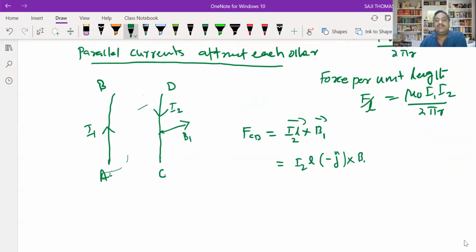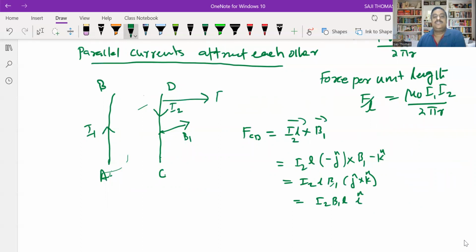V1 is along negative Z direction, so minus K hat. So I2 L V1, J cross K. That means force will be along positive Z direction. J cross K is I hat. So force is in this direction. Force on CD is in the positive X direction.